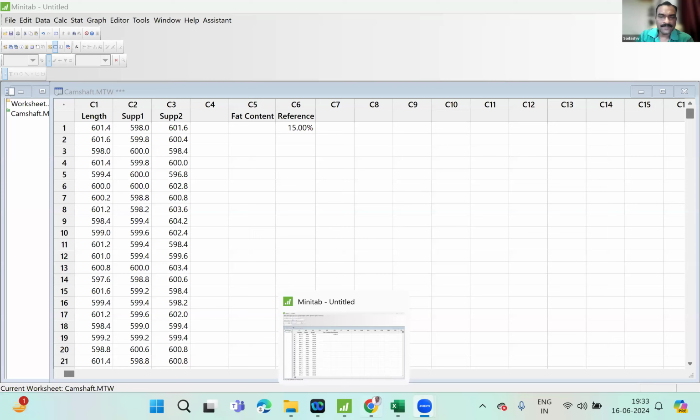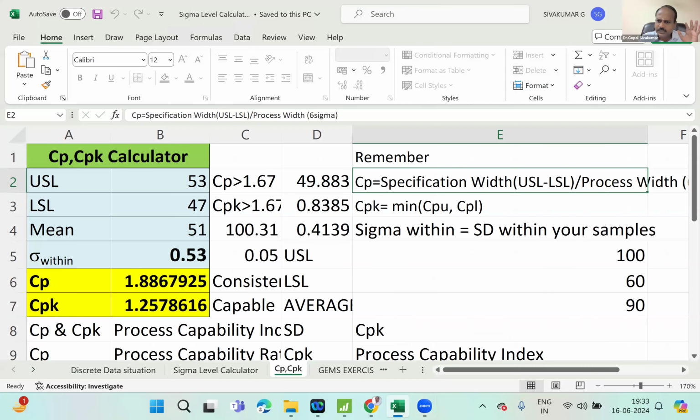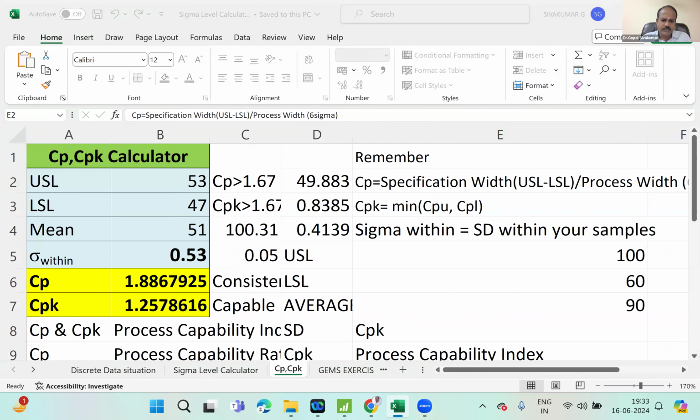In order to have the reading, you remember I have shared an Excel file with all of you, am I right? Did I share the Excel file with all of you? Yes, one Excel file. Only one Excel file is required throughout all my discussion.